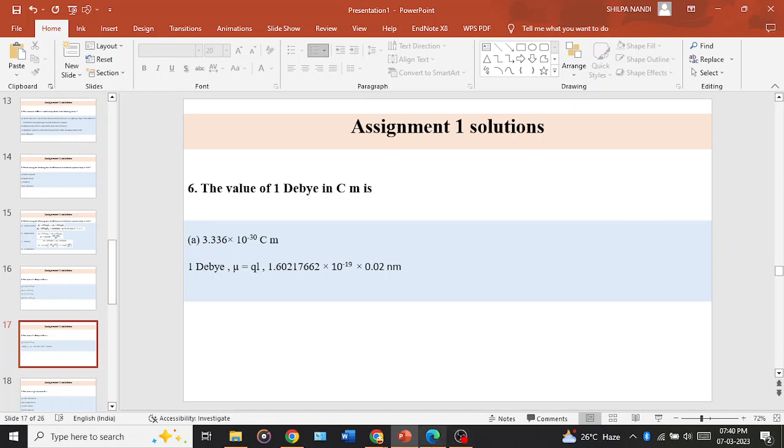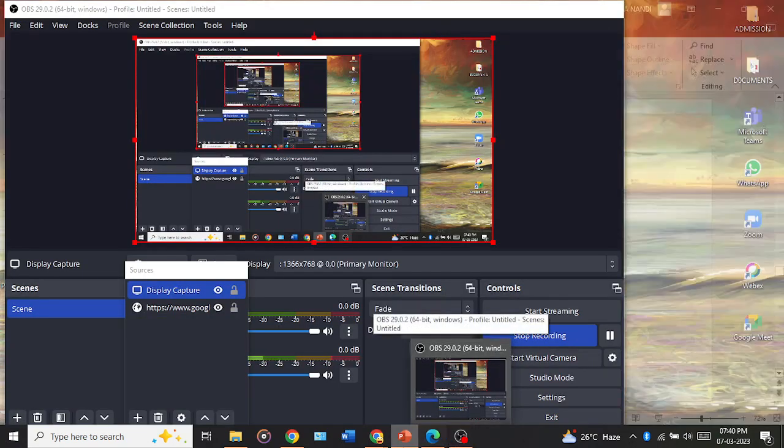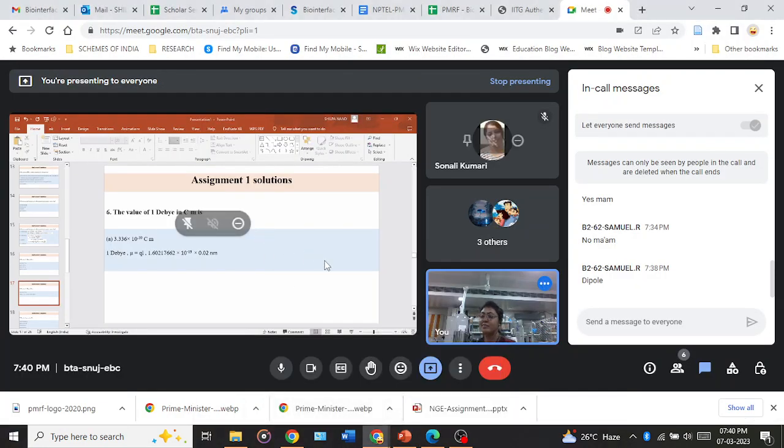Now, can anyone give me what can be the value of this q? I think it's quite visible in the slide. So q is basically the charge on an electron, which has a value of around 1.602 multiplied by 10 power minus 19 coulomb. Taking the distance between these two charges as 0.02 nanometer, can you try to calculate this and give me the answer? Just remember that the question was in coulomb meter and not coulomb nanometer.